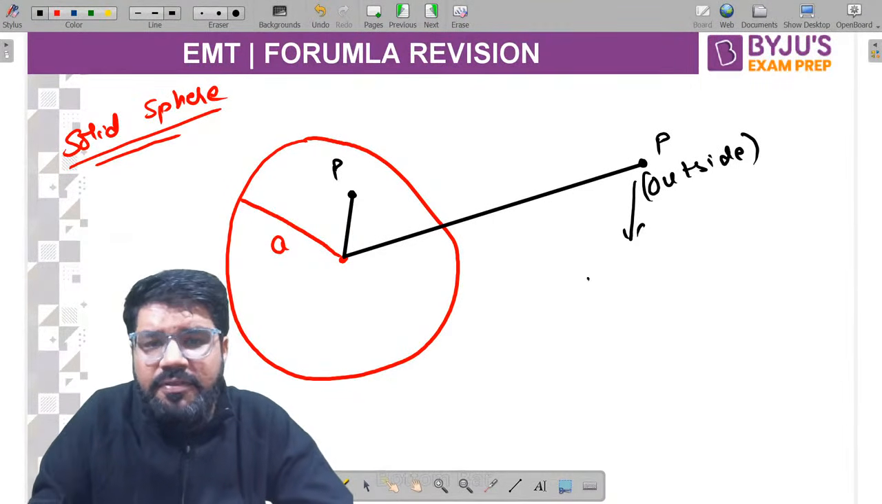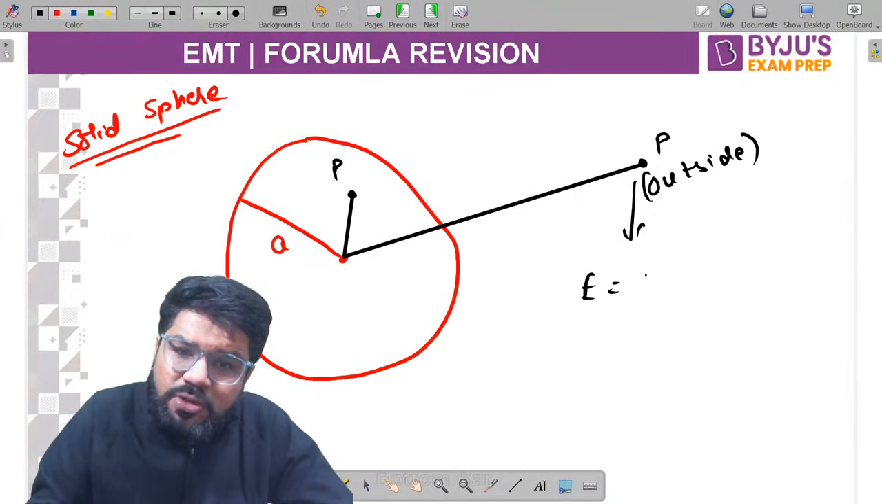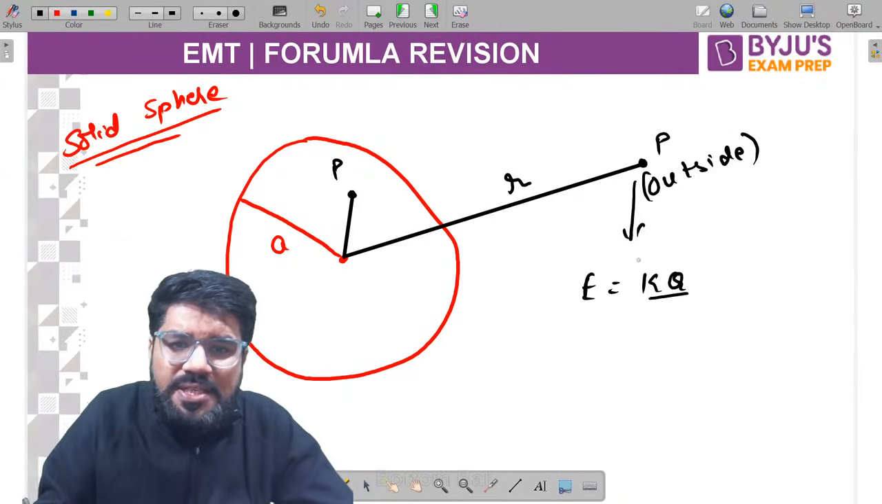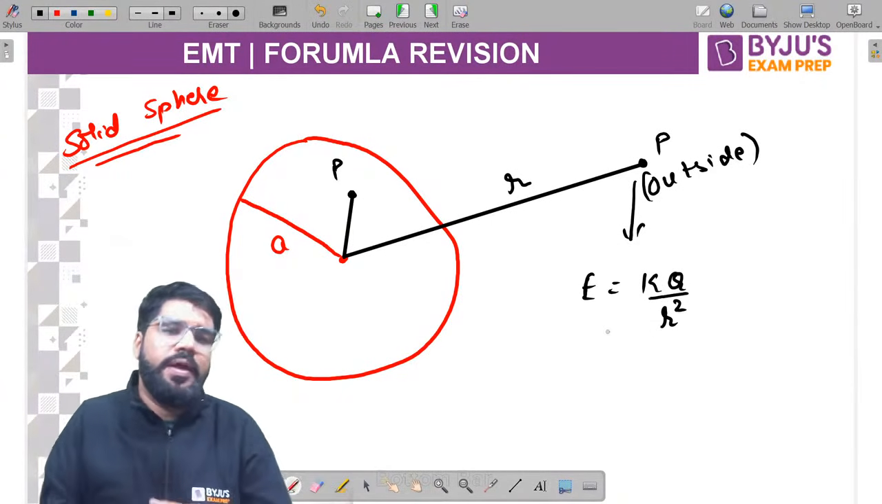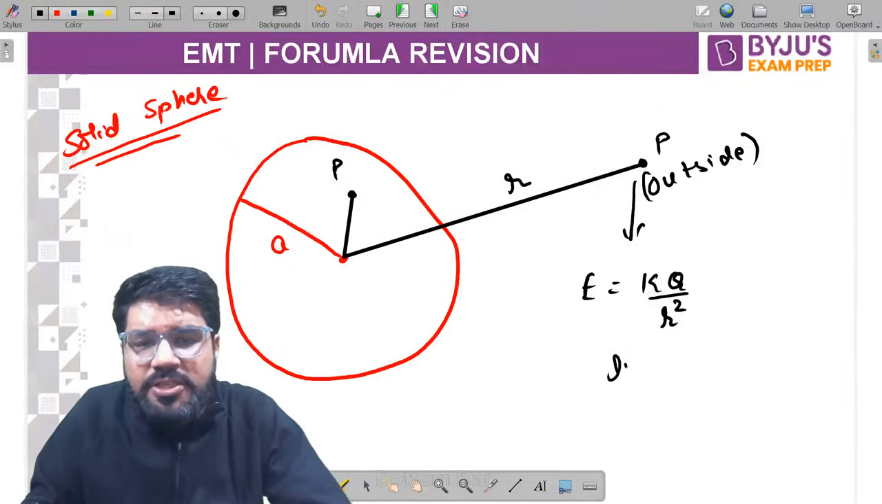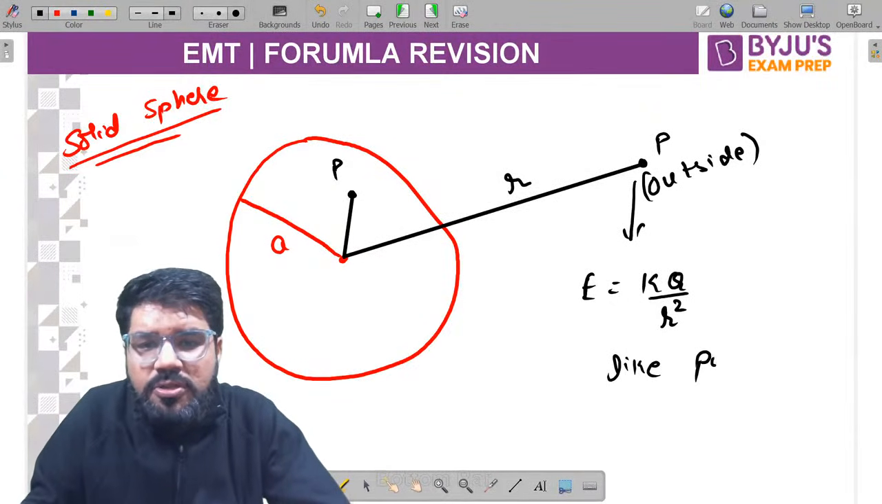Right, the electric field outside the sphere is actually given by the formula kq divided by r square, where r is this distance. kq by r square, and that is just like a point charge. This is also the electric field due to a point charge.